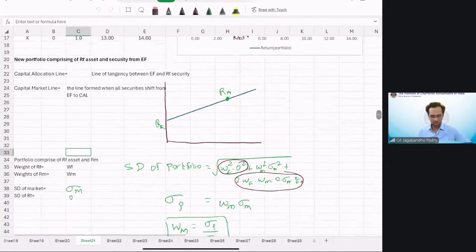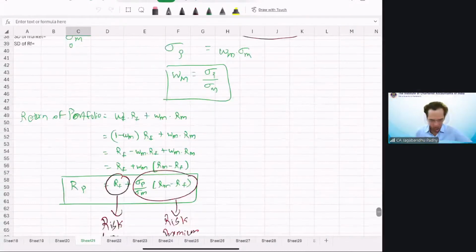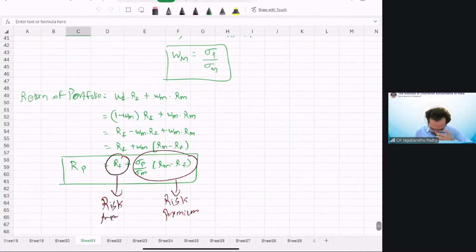And the equation of this capital market line is like this. Return of portfolio will be risk-free security plus standard deviation of portfolio upon standard deviation of market into (RM minus Rf). Right? We have derived this in our regular sessions. Now, also we need to understand that this particular return of portfolio, this is your capital market line, but this is not your CAPM. CAPM is just an extension over this.